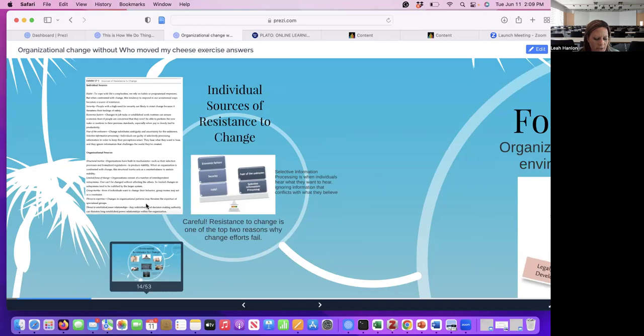Limited focus of change. Organizations consist of a number of interdependent subsystems. One can't be changed without affecting the others. So limited changes in subsystems tend to be nullified by the larger system. Group inertia. This is even if individuals want to change their behavior, group norms may act as a constraint. So if everyone at your job is doing something a certain way, you might feel pressured and have a hard time making that change.